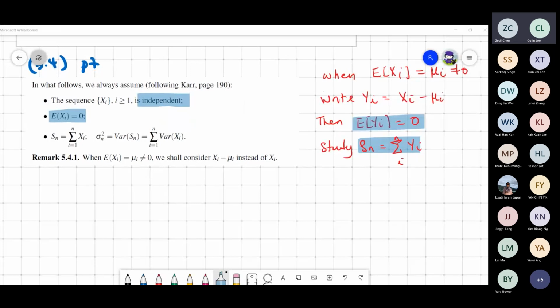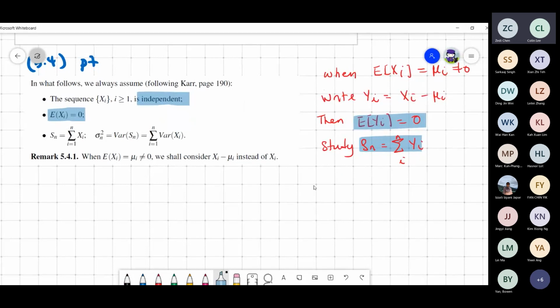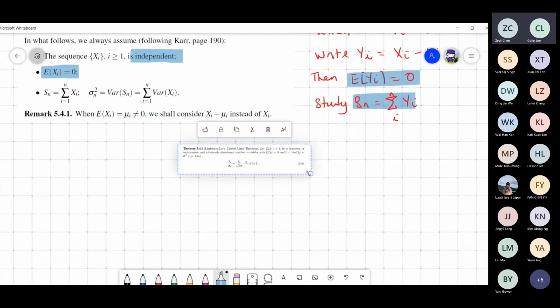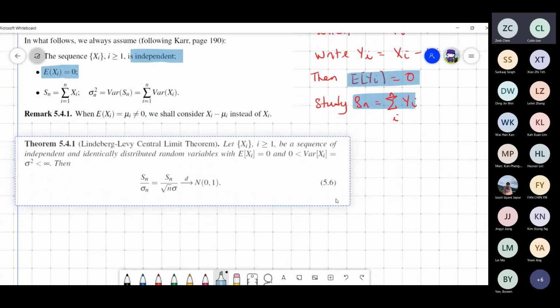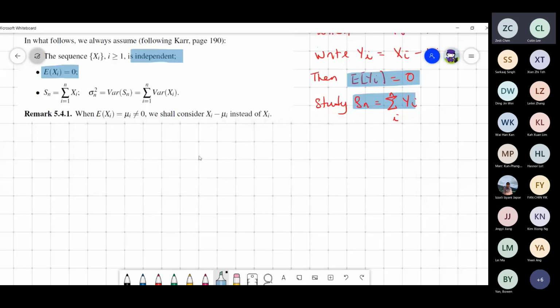Then the first theorem will be this. You may refer to the lecture notes. This is Theorem 5.4.1, the Lindeberg-Lévy central limit theorem. I think maybe I put it in this way, that would be better so that you can see it. I will write it down instead of cutting from our lecture notes. So please refer to the lecture notes. Okay, so I will assume this.